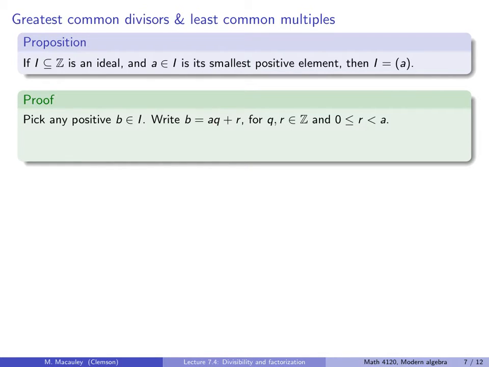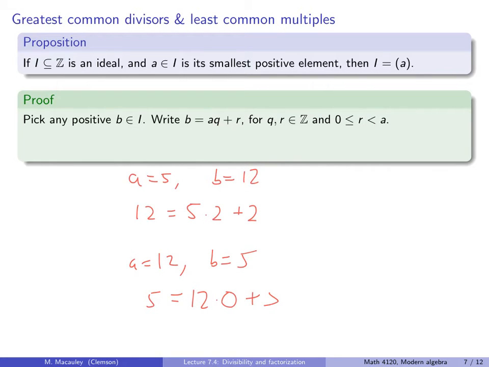So as an example of this, let's suppose that A is equal to 5 and B is equal to 12. Then we can write 12 as 5 times 2 with a remainder of 2. Or if instead A was equal to 12 and B was equal to 5, then we could have written 5 as 12 times 0 plus a remainder of 5. So it doesn't matter which one of these, A or B, is bigger, we can always do this.